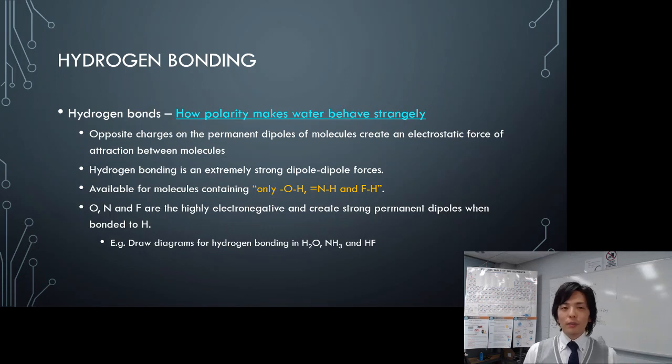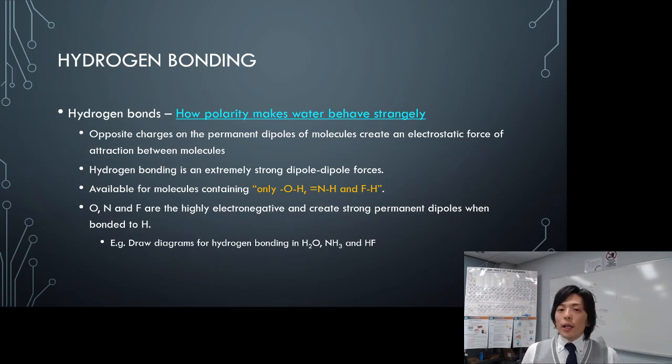Now that's a sentence copied straight from dipole-dipole, so you don't have to even write that. It's just a repetition of it. Hydrogen bonding, though, is an extreme case of dipole-dipole. What does it mean by that?